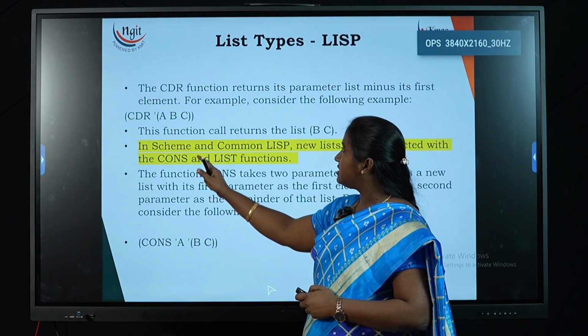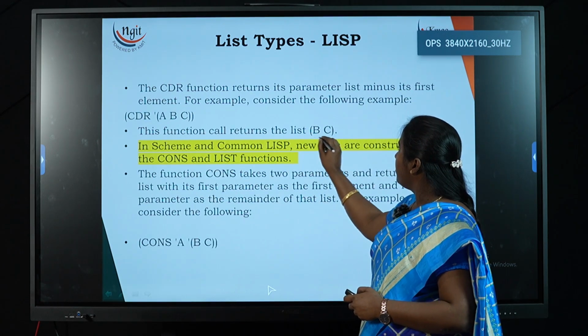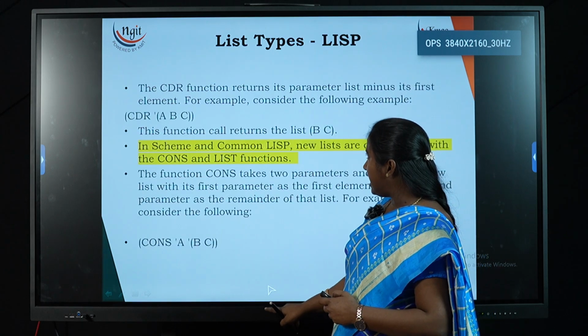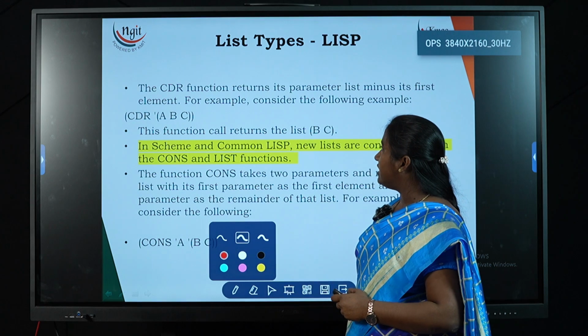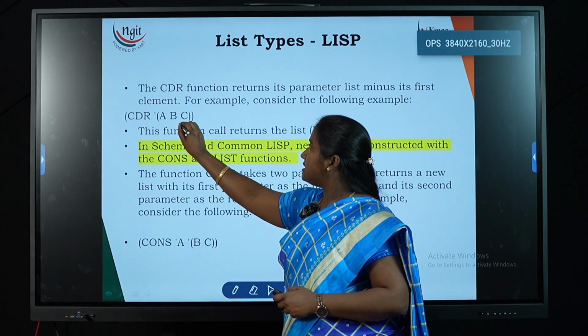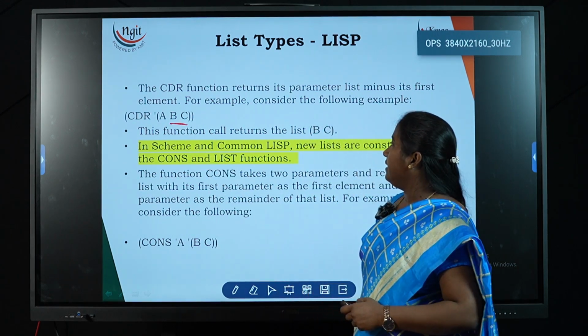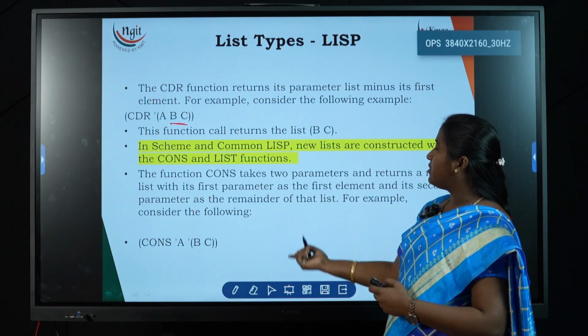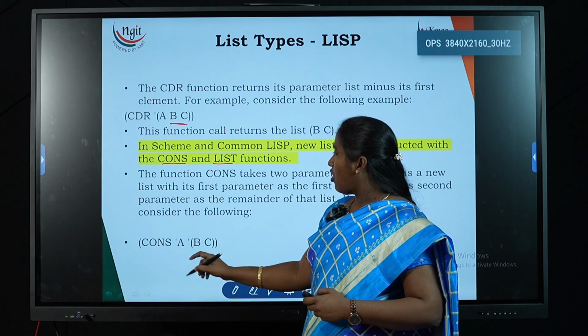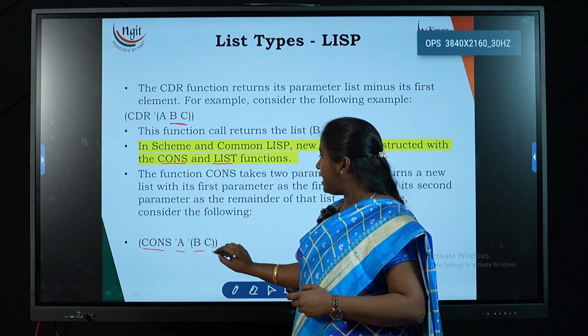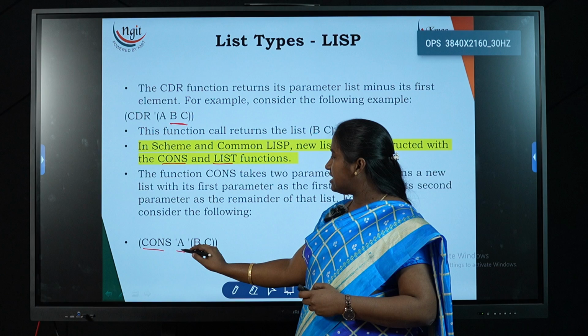If you use CDR here, then we'll return the BC. If you use CAR, we'll return the first parameter or first element. If you return the next one, we'll return the BC. And in Scheme and Common Lisp, the same thing can take place with the cons and list functions. If I write cons A, B, C, then we'll return the value of A.